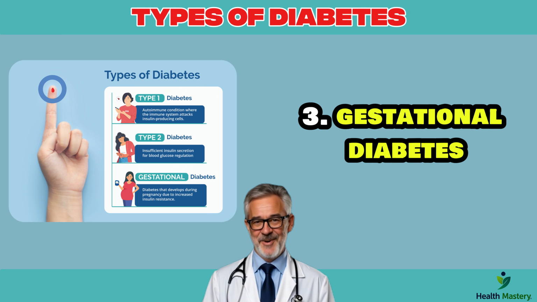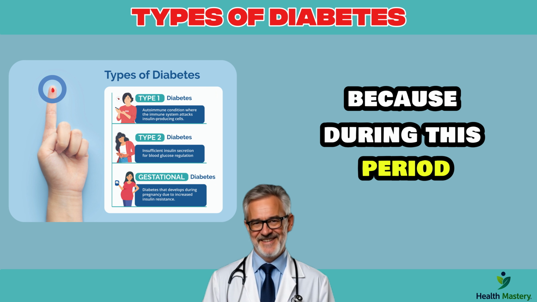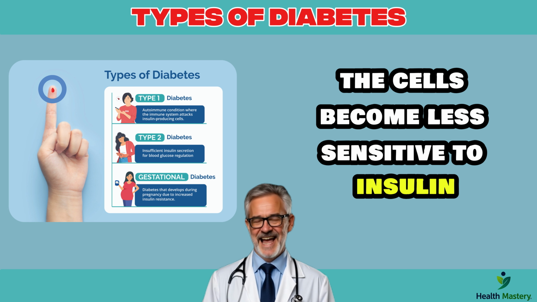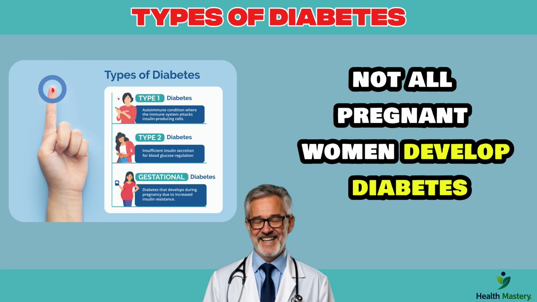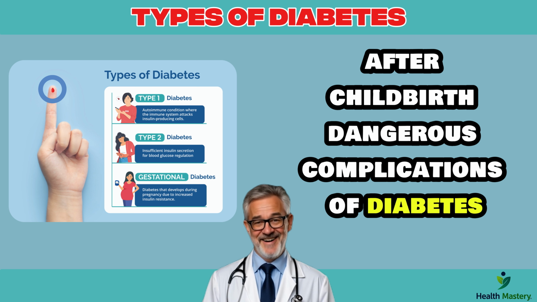3. Gestational diabetes. This type occurs in pregnant women because, during this period, the cells become less sensitive to insulin. Not all pregnant women develop diabetes, and the condition may resolve on its own after childbirth.